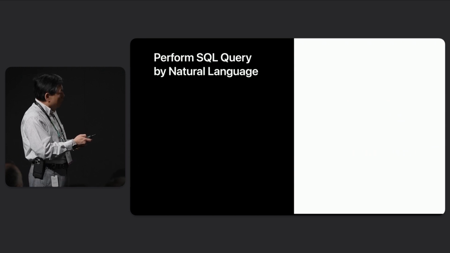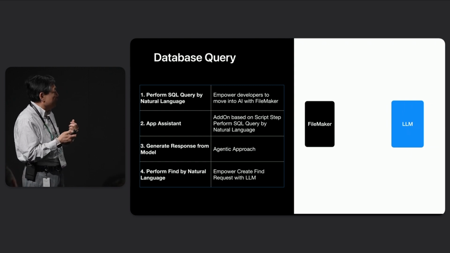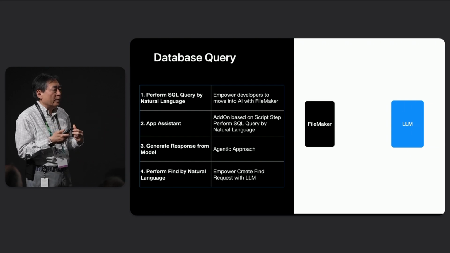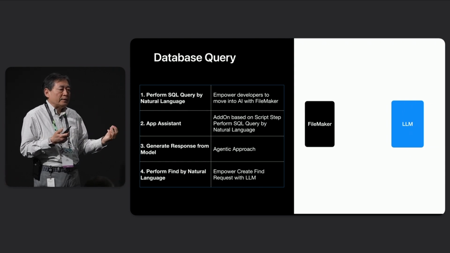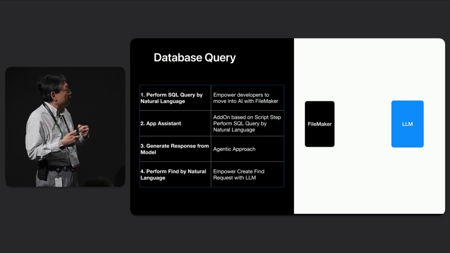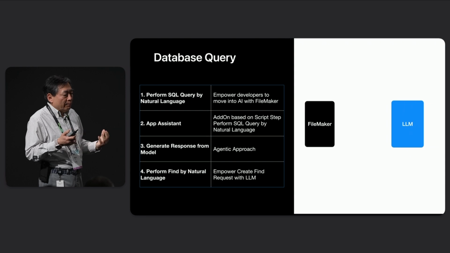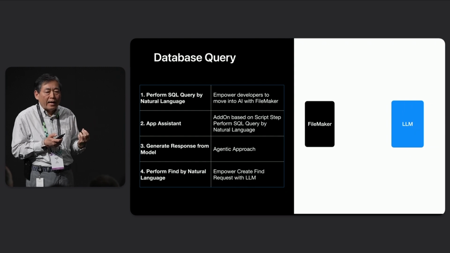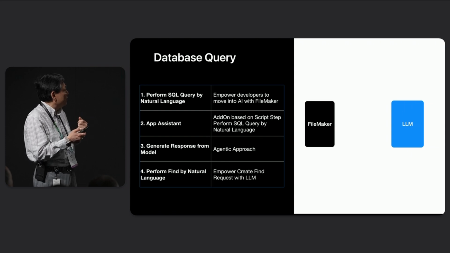The first script step we provide for this is Perform SQL Query by Natural Language. This is a single script step: you only need to give it the prompt, specify which table occurrence you need, and some optional parameters. Then you will be able to get it running. On top of that, some people still consider it a little bit complicated, so we built an optional add-on. With the add-on, you can simply enjoy the feature of chat with database.